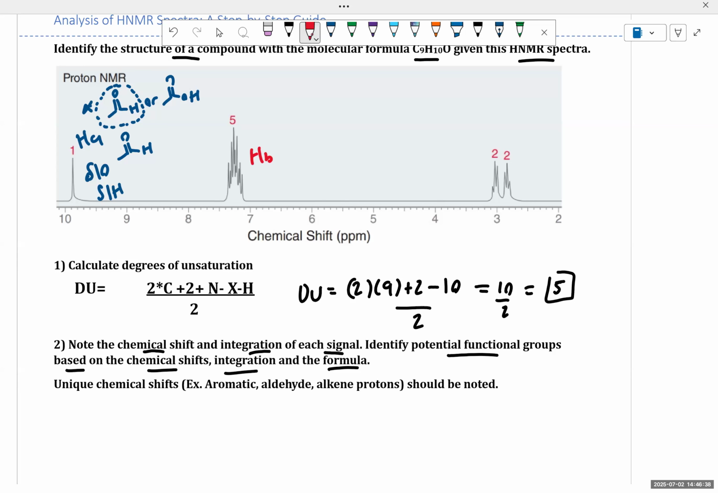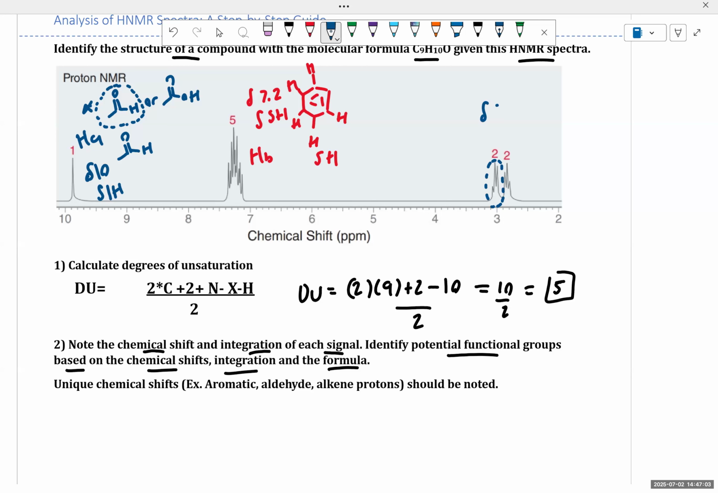Next, looking at proton B, chemical shift value around 7.2, and this integrates for 5 hydrogens. 7.2 indicates that we have an aryl proton, and the integration of 5 tells us that we have 5 aryl protons. Okay, now let's think about this fragment here.